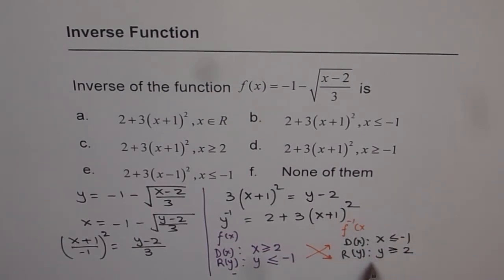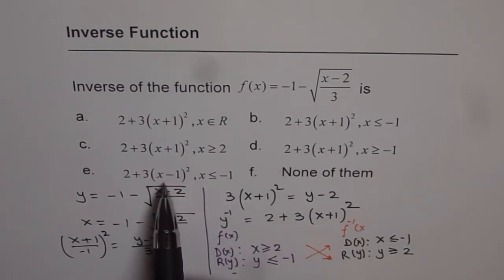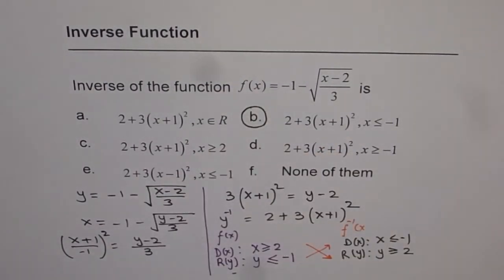Now which one matches? x less than or equal to minus 1. So we have 2 here, but this function is not the right function. The right function is B for us. And therefore, we have the selection of choice B. I hope you understand and appreciate the method. Take some time to understand how we did it.